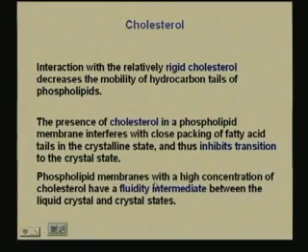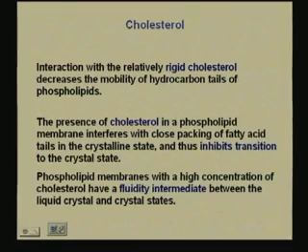So, the phospholipid membranes with a high concentration of cholesterol have a fluidity that is intermediate between the liquid crystal and the crystal states. So, it imparts, in a sense, a rigidity, but at the same time it does not allow the close packing that is there in the crystal state. So, it sort of gives it a fluid feature, a fluidity that is intermediate between the liquid crystal and the crystal state. And why is this happening?